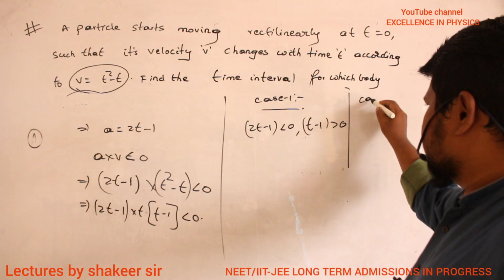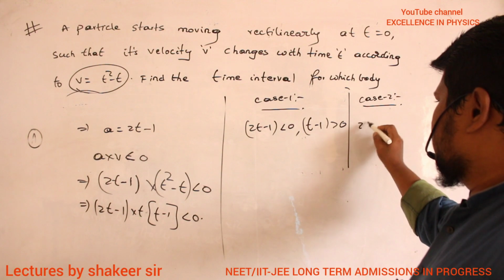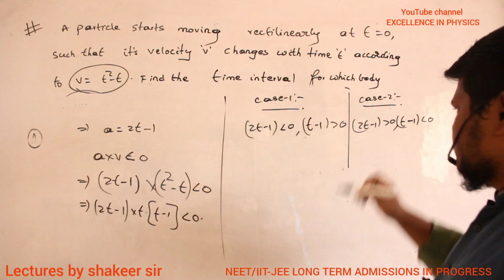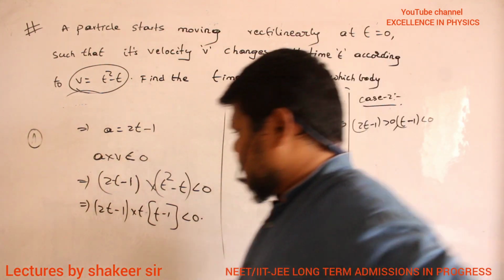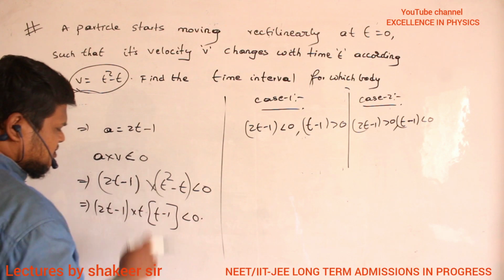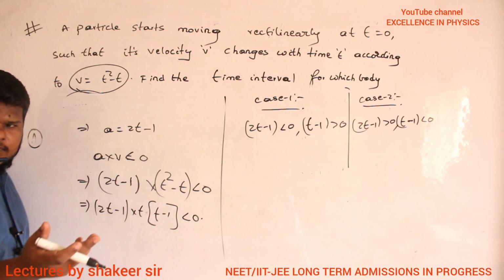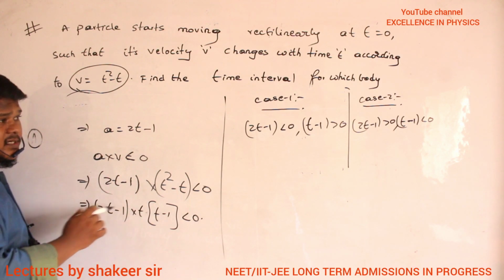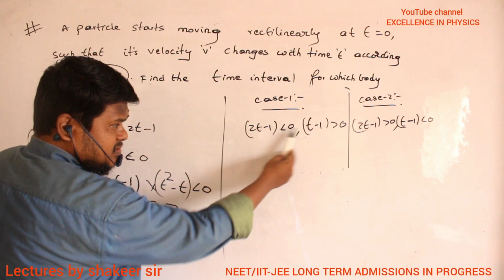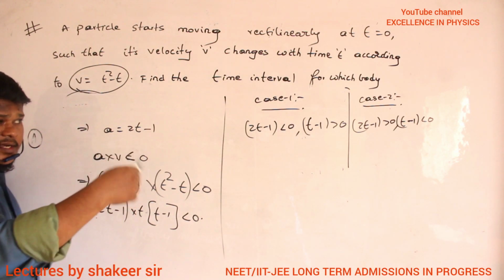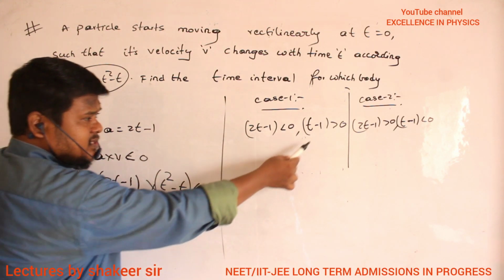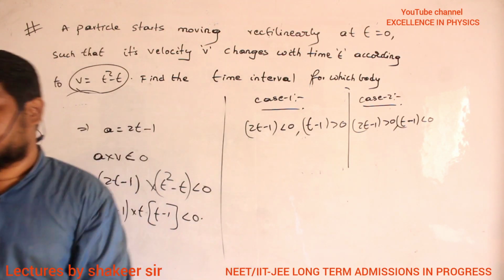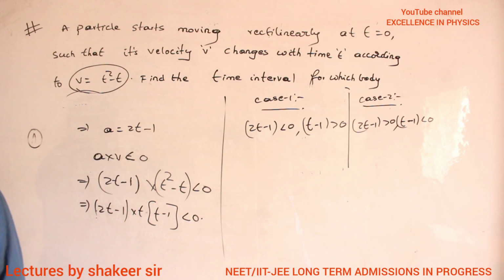Another case which is possible, case number 2, is 2t minus 1 is greater than 0 and t minus 1 should be less than 0. This condition is also possible, no? The product of these two should be less than 0. It should be negative. Negative can be possible in which condition? One should be positive, another one should be negative. So in case number 1, I am taking this one negative, this one positive. Plus into minus, minus. In second case, this one I am taking positive, this one I am taking negative. So out of these two conditions, which condition is possible? First one. Why not second one?